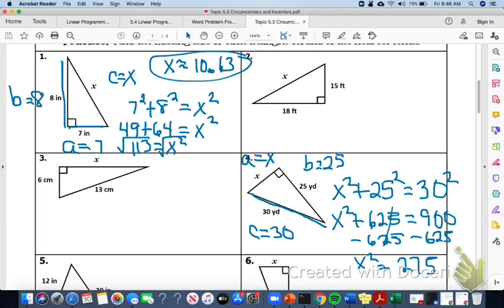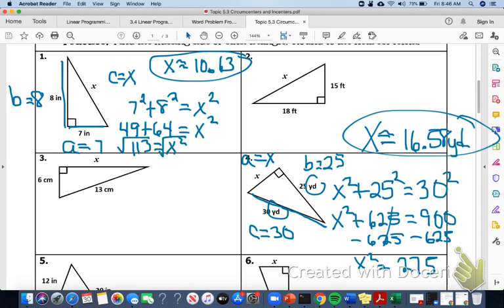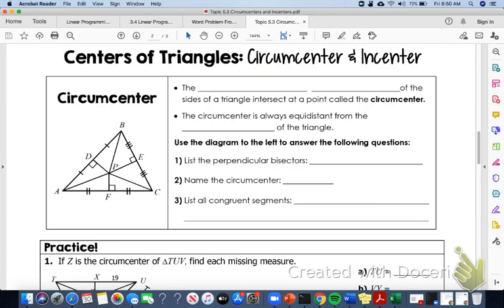Okay, so the square root of 275, and again I have to round, I'm going to do it up here, X equals 16.58. And we do have units here, so that would be yards. And it's approximately. Alright, so just a little quick refresher on Pythagorean theorem before we start our real lesson today. Okay, so our real lesson today is about circumcenters and incenters.